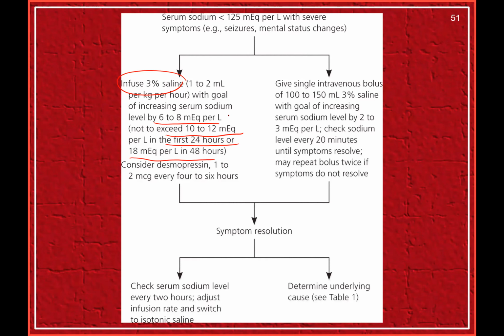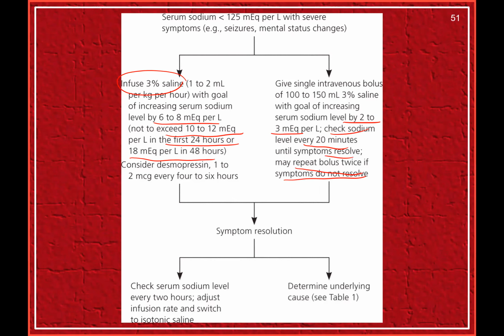Now, the other way of treatment is bolus IV 3% saline. Not as a drip, just take 100 ml of 3% saline and slowly inject it into the vein as a bolus, with the goal of increasing the serum sodium quickly by at least 2 or 3 milliequivalents, because 120 and 115 are not tenable with life. Even if you bring it up by a few milliequivalents, it will save him from death. Keep checking your serum sodium every 20 minutes if you are giving bolus until the symptoms resolve, and repeat the bolus twice if the symptoms do not resolve.